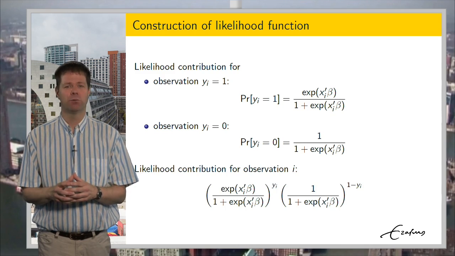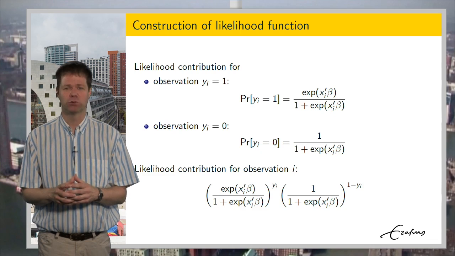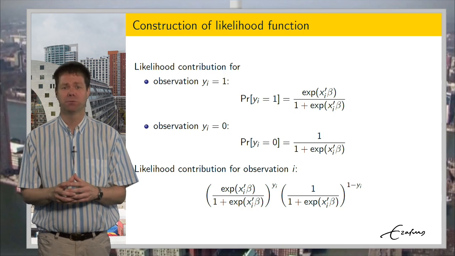In short, we can write the probability of getting an observation y for observation i as the product of the probability that yi equals 1 raised to the power yi and the probability that yi equals 0 raised to the power 1 minus yi. It's easy to check that the right probability is selected given the value of the observation.